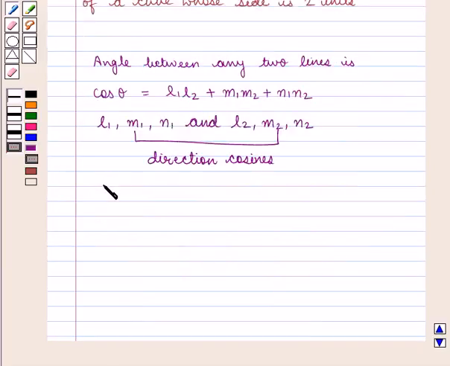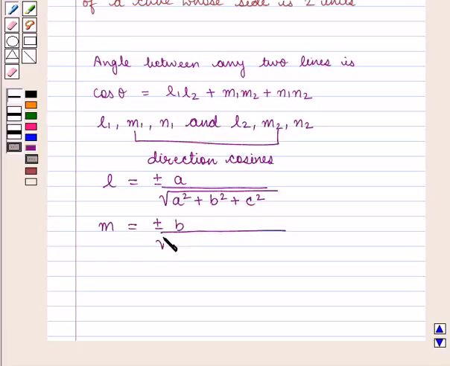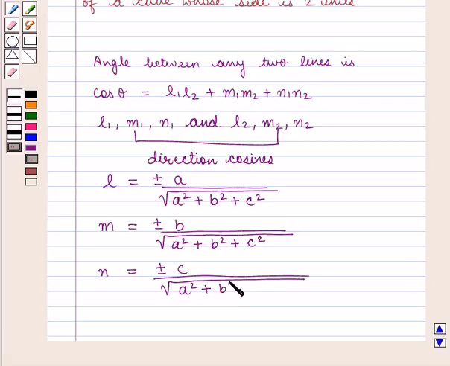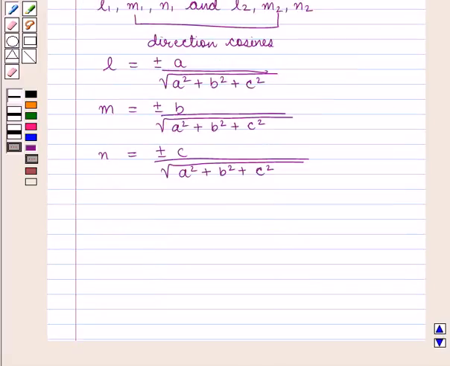And direction cosines are given by the formula: L is equal to plus minus A upon square root of A square plus B square plus C square. M is equal to plus minus B upon square root of A square plus B square plus C square. N is equal to plus minus C upon square root of A square plus B square plus C square. Signs of direction cosines should be taken either all positive or all negative. And A, B, C are called direction ratios.